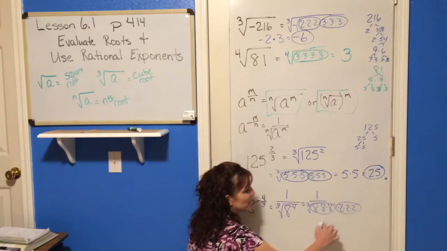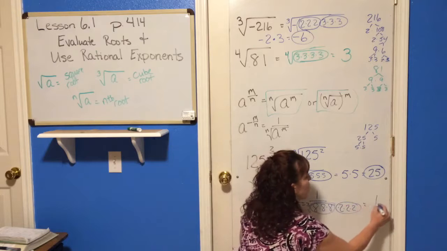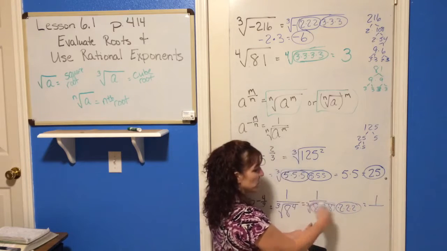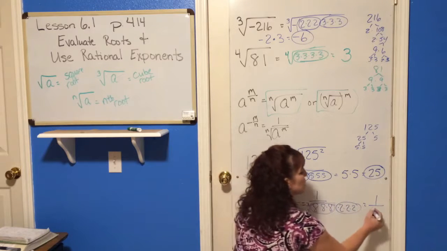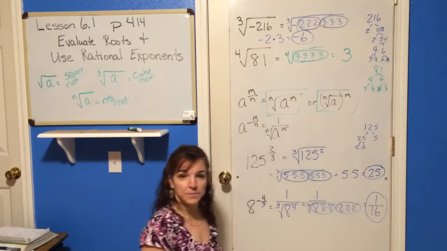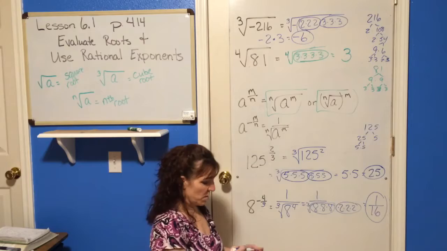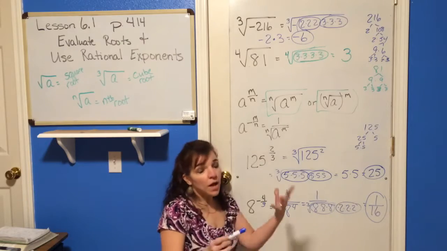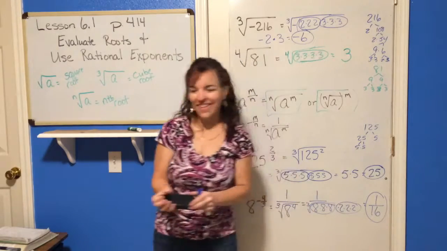And now this is a set of 2. So now this is going to be 1 over, well, the 8's come out and the 2's come out. So 8 times 2 is 16. And so my final answer is 1 over 16, which is a neater, a more satisfying answer.